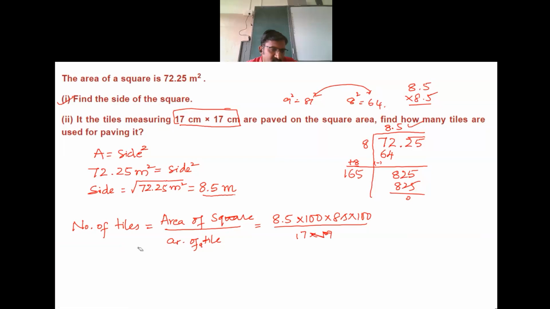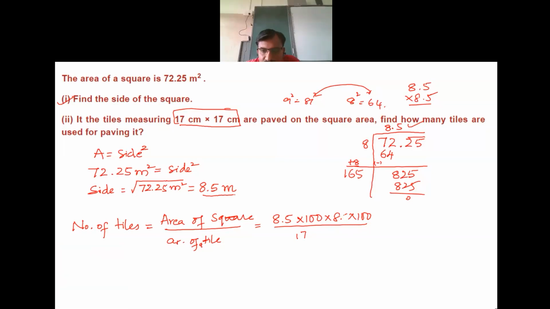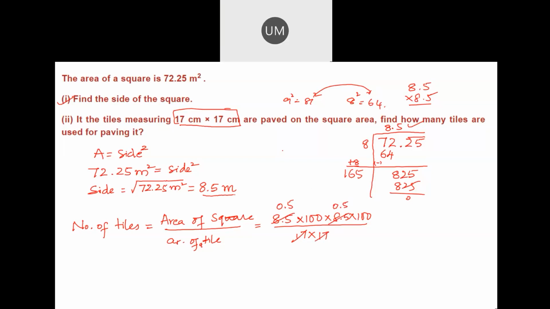Shobhan, what is the doubt? Sir, why can we not directly cancel this 8.5 with 0.5? That's what you are telling. 17 into 0.5 is 8.5. Why has this 100 come?